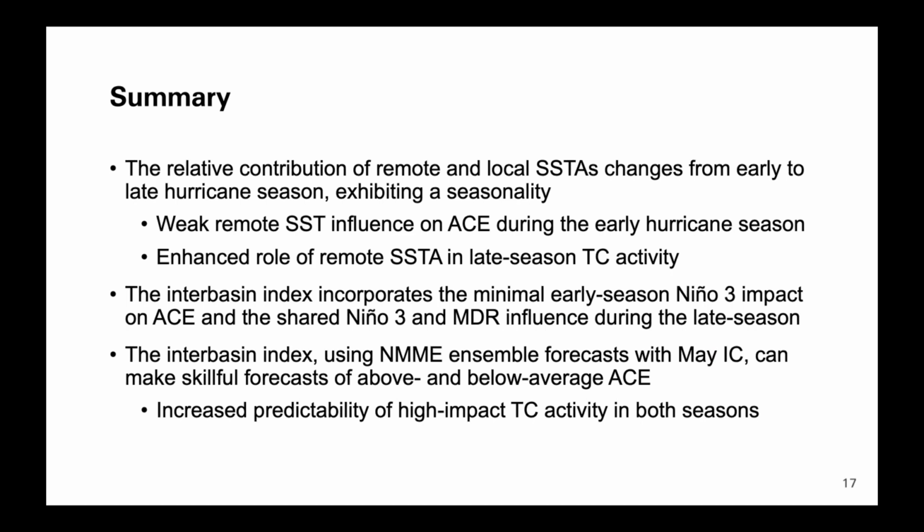We've built and tested an interbasin index that incorporates these remote and local SST anomalies and builds in that minimal early season Nino 3 impact on ACE, as well as that shared Nino 3 and NDR influence that occurs in the late season. This interbasin index, when coupled with NMME ensemble forecasts, is able to make some skilled forecasts of above and below average ACE. And again, this is a very promising result, because we're looking at some increased predictability of high impact tropical cyclone activity in both the early and late hurricane seasons.